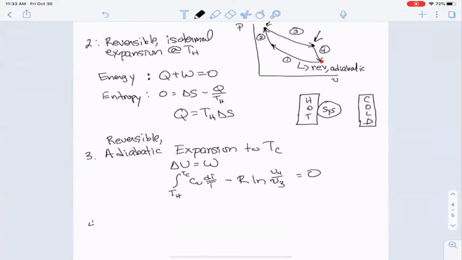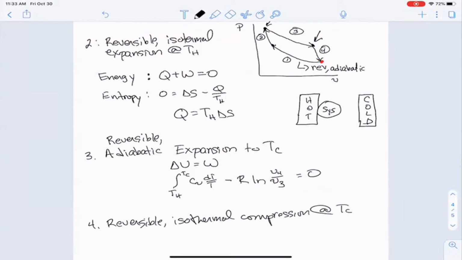And for stage 4, we now have a reversible isothermal compression at T cold back to the initial state. And think about this, when you do a compression, the temperature wants to go up. So how do we then stop it from doing that? Well, you have to remove heat. And we do that here by putting our system in physical contact with the cold reservoir.